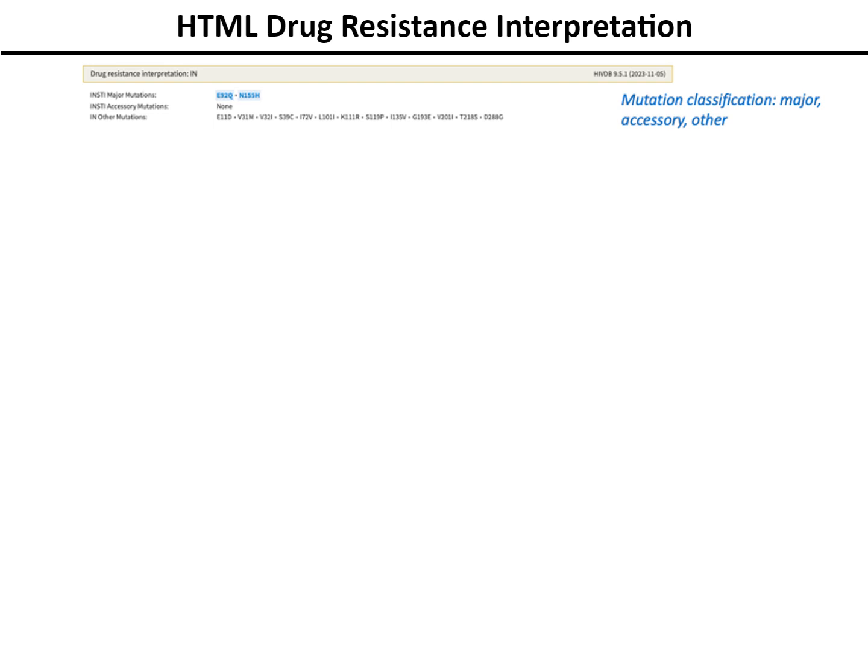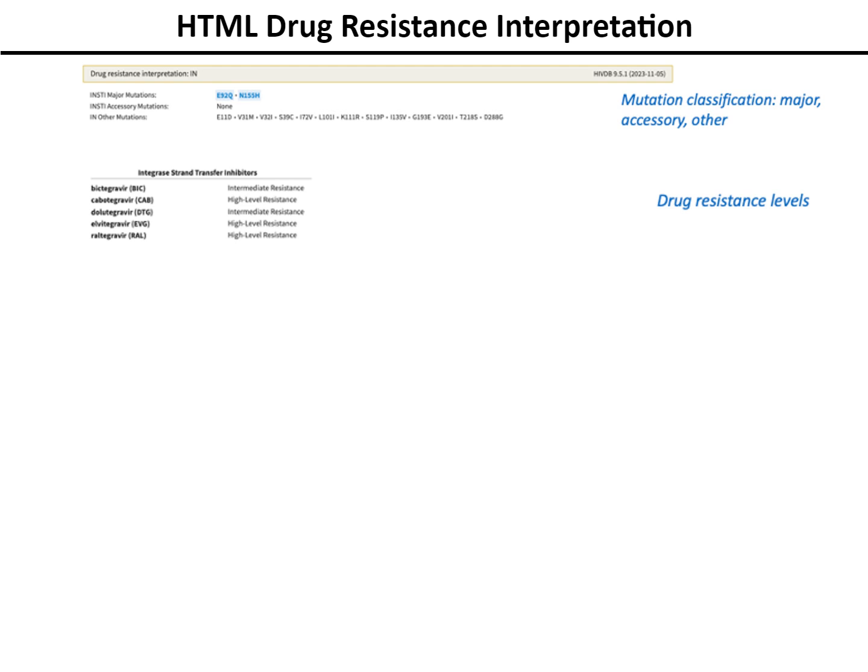The remainder of the output includes the drug resistance interpretation for each gene that was sequenced. For integrase, protease, and capsid, the mutations are divided into major, accessory, and other categories. Other indicates mutations that do not receive penalty scores. For RT, the mutations are divided into NRTI, NNRTI, and other categories.